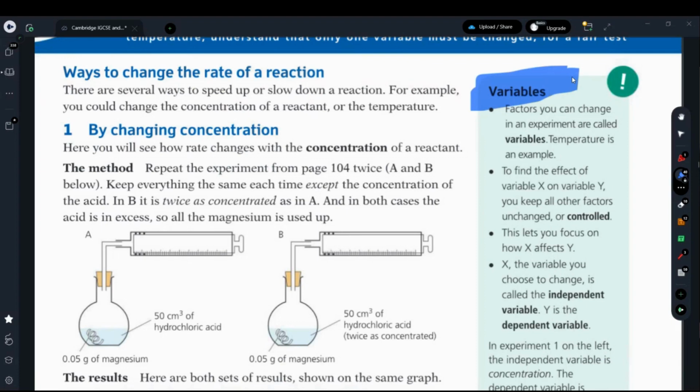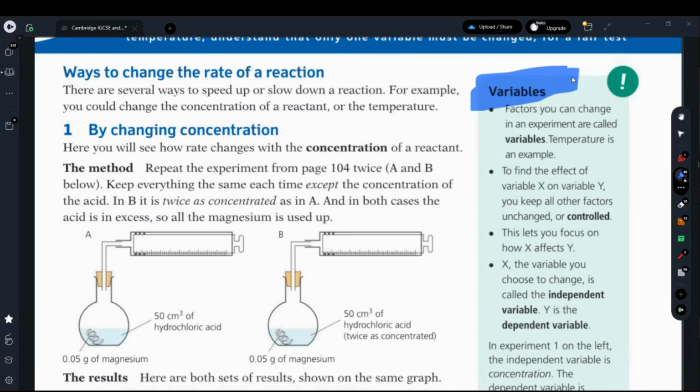So let's say you want to understand the effect of X on Y in this case, then you need to keep every single thing constant, or unchanged. This is known as a controlled system. This lets you focus on how X affects Y. So the variable you choose to change is known as the independent variable, whereas Y is known as the dependent variable. Why? Because by changing X, you are looking at how Y is affected here. Do you understand my point?